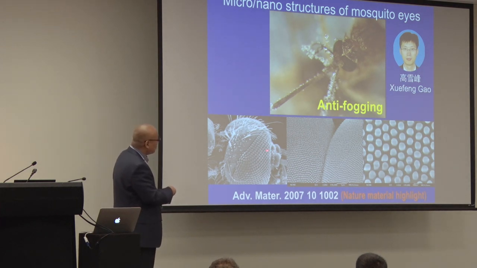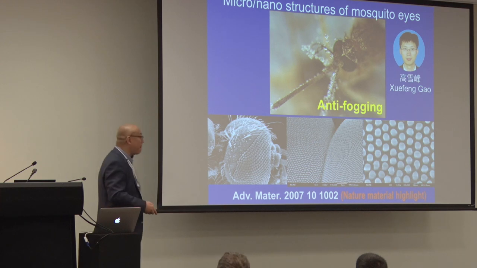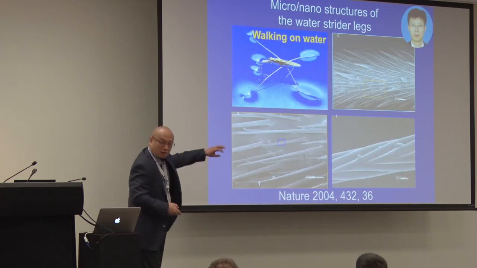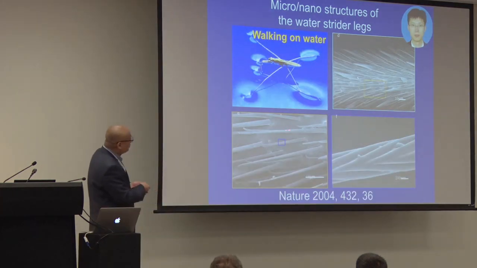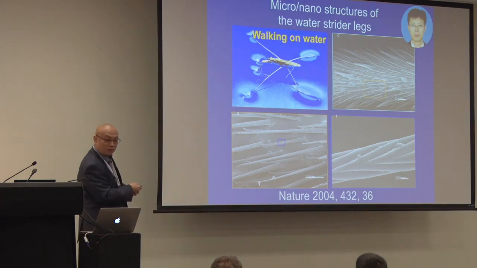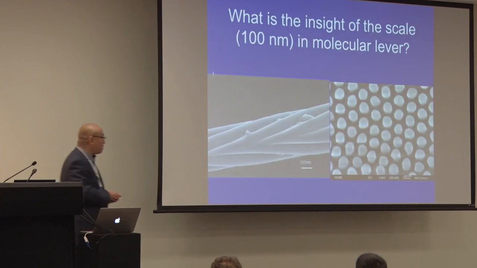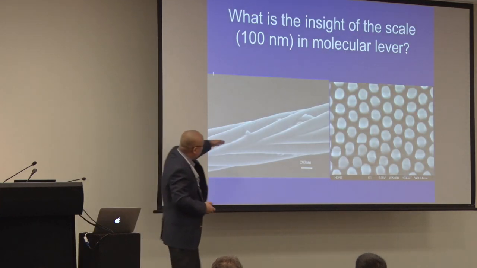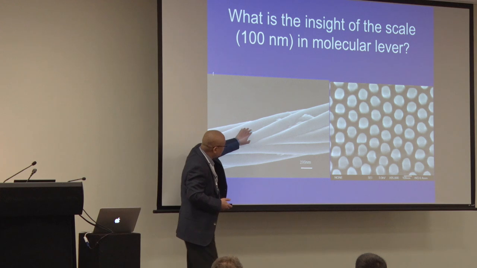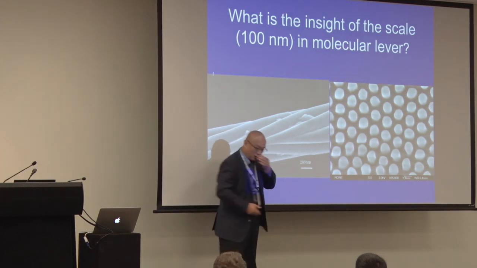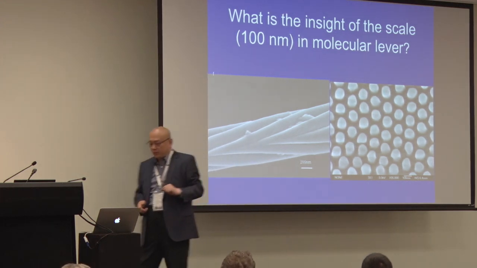Here is the microstructure and also nanostructure. And we also find this hierarchical structure on the leg of the water strider, a super hydrophobic leg, with micro hairs and nano grooves. And this is 100 nanometer, the width of this nanowire and the interfacial distance is about 100 nanometer.